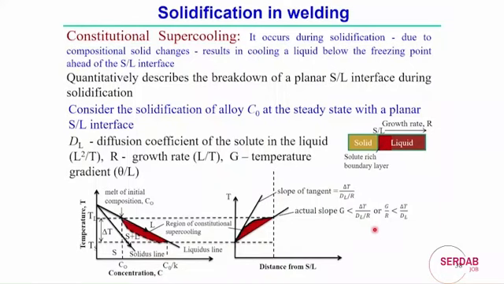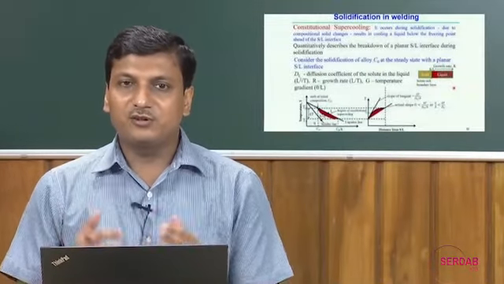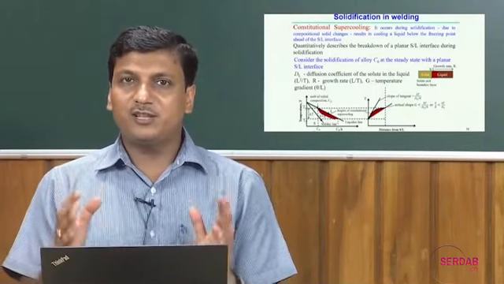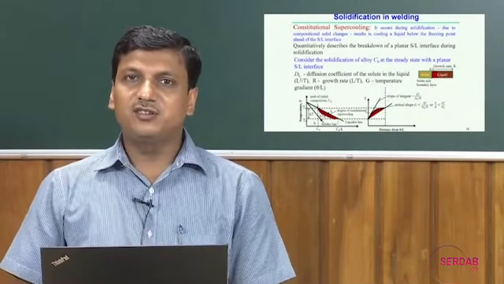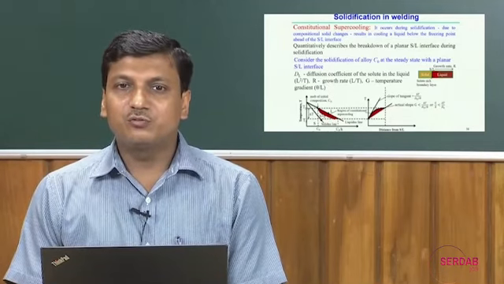So, here, geometrically or graphically, we can see this slope is less than the estimated slope here. So, to have constitutional supercooling, graphically we can say that this condition, G by R less than delta T by dl, is satisfied. That is the mathematical condition during the solidification. So, probably in this case we have constitutional supercooling.